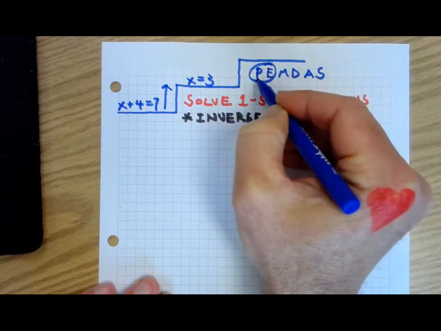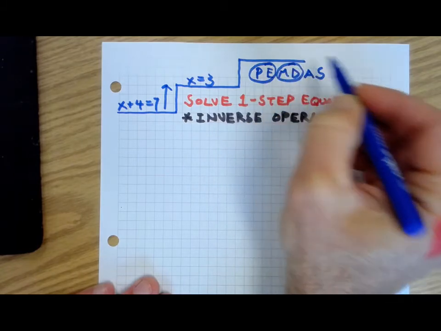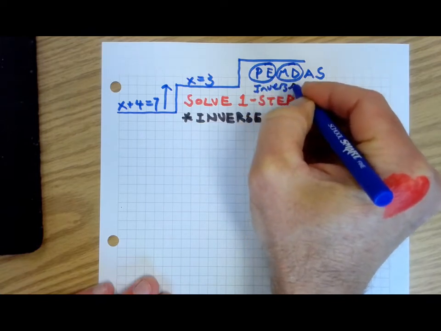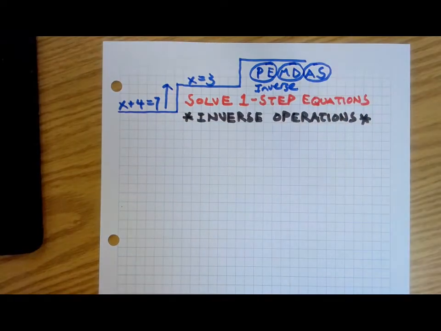Parentheses and exponents, each one undoes the other. Multiplication and division are inverse operations, so these are pairs of inverse operations. Addition and subtraction undo each other. We'll get to what that means in more detail here in a moment.